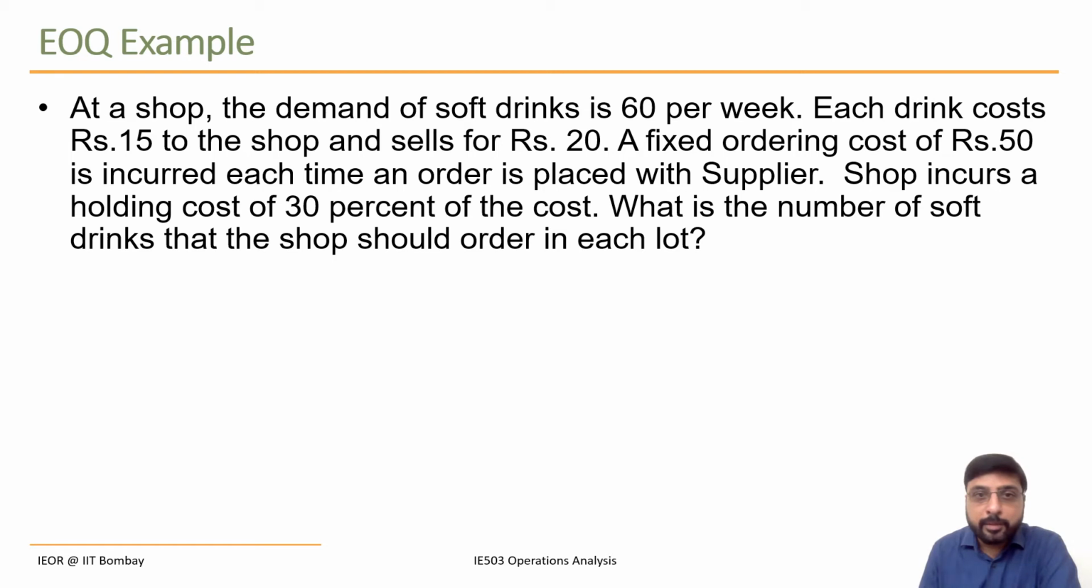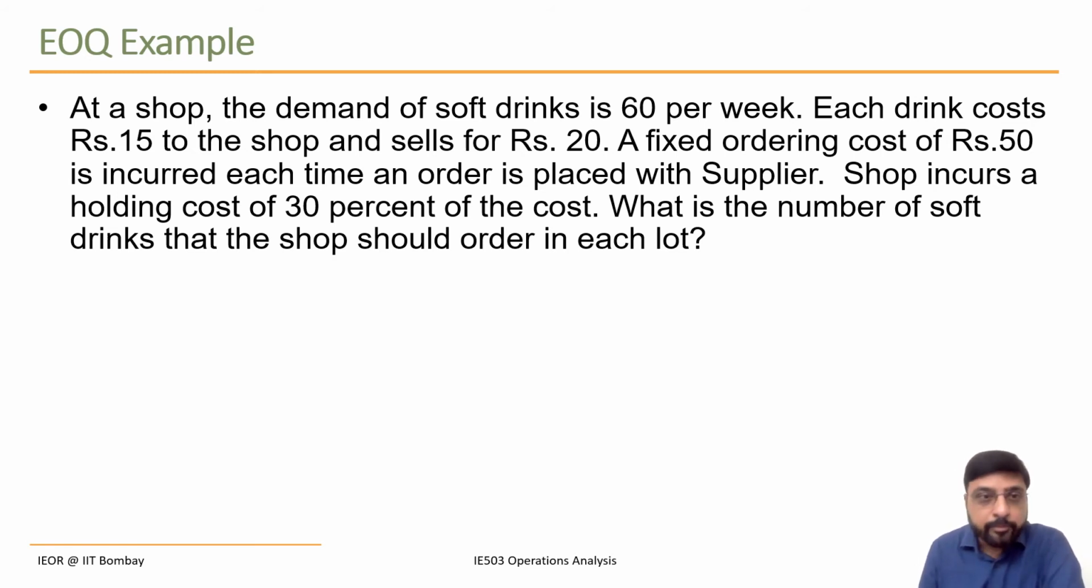At a shop, the demand of soft drinks is 60 per week. Each drink costs rupees 15 to the shop and sells for rupees 20. A fixed ordering cost of rupees 50 is incurred each time an order is placed with the supplier. Shop incurs a holding cost of 30% of the cost. What is the number of soft drinks that the shop should order in each lot?